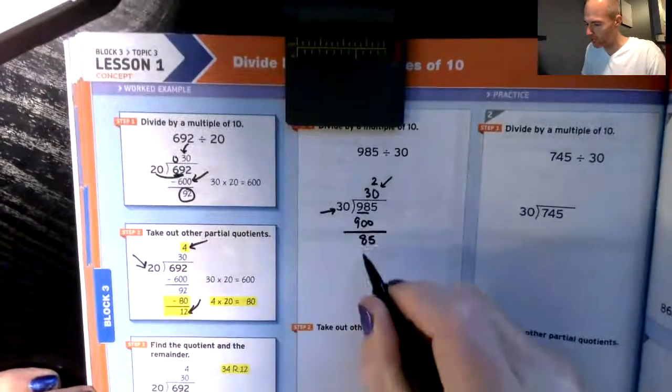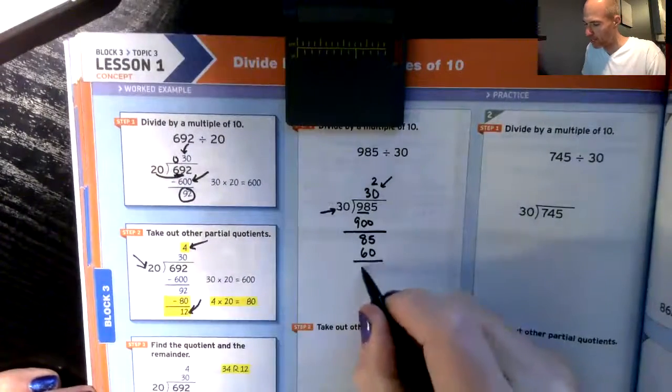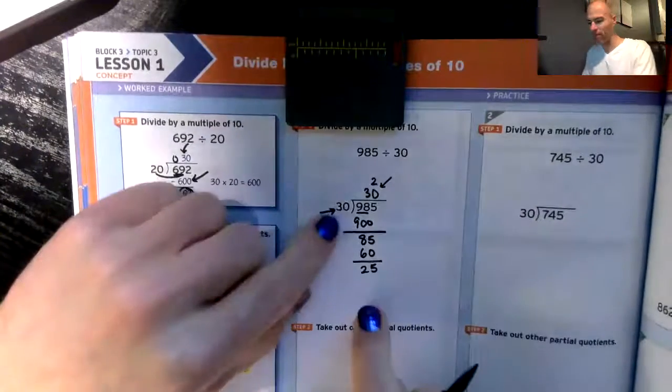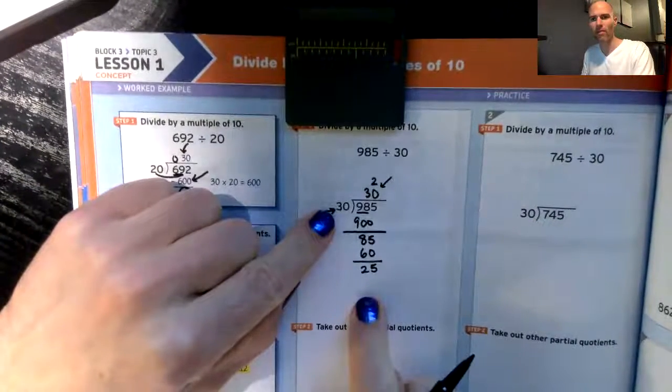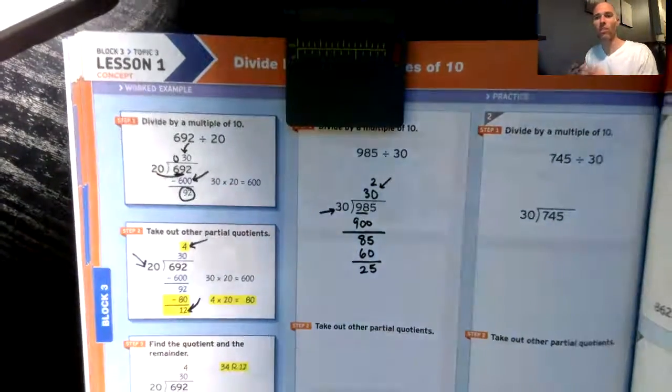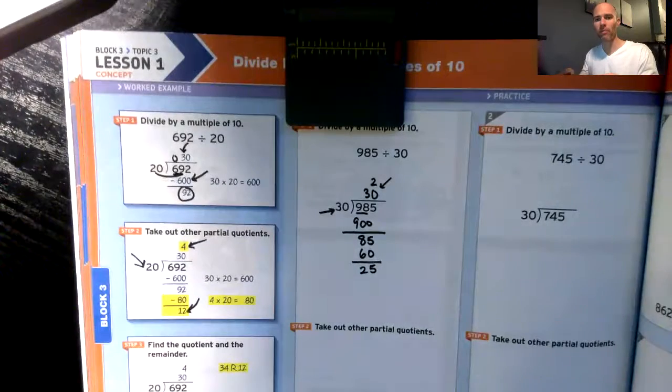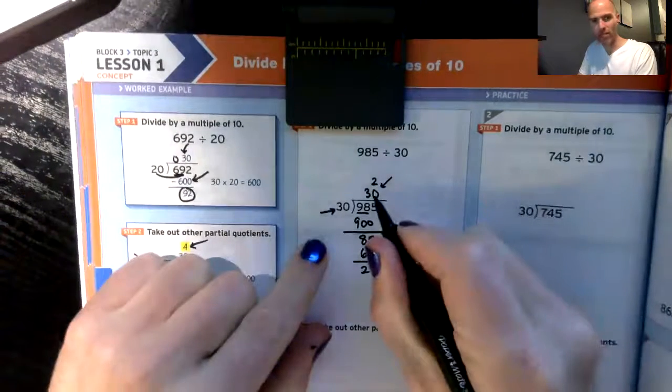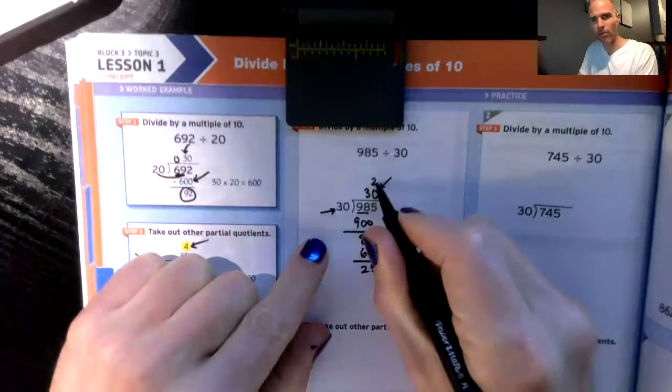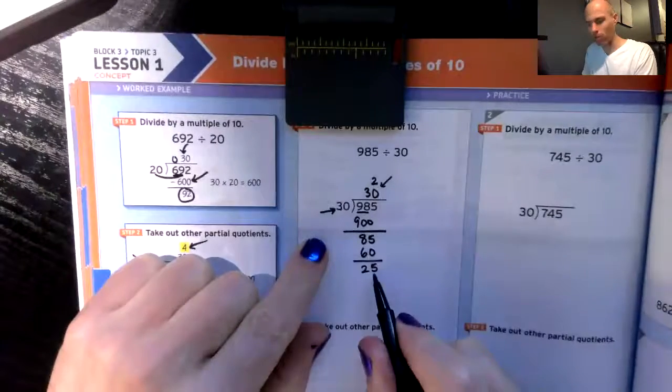2 times 30 is 60. And when I subtract down, I'm left with 25. And I can't put 30 into 25 anymore. So I have a remainder that's small enough to stop. And so my answer is going to be this 30 plus this 2 with the remainder 25. So let's just go ahead and write that all the way down here.